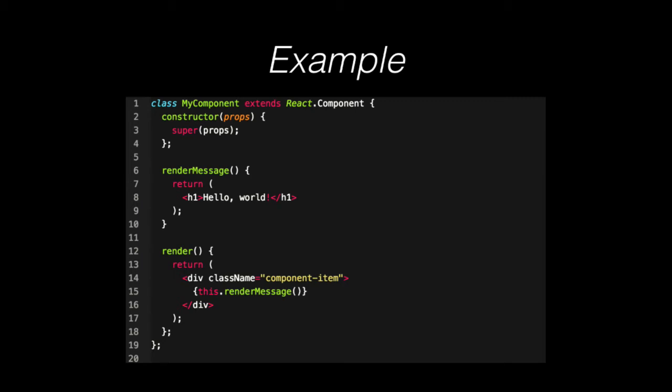Right here, we have a method called render message, and it returns a value, hello world. And then down at the bottom is the render method for this class. This is kind of a special React thing. Whenever you call render, it's going to put that component that you've defined into the DOM. So it's returning div class name component item, and then we're calling this method right here, render message, which is returning hello world.